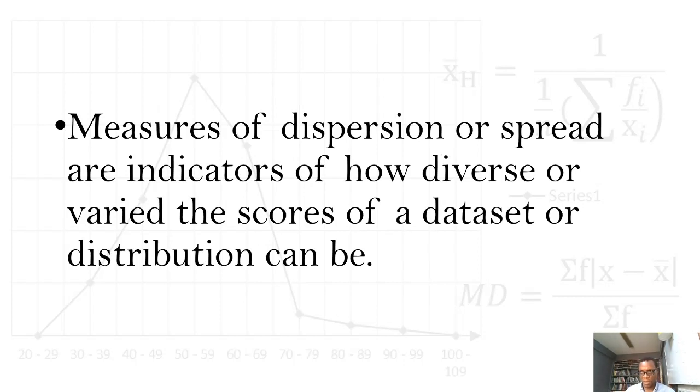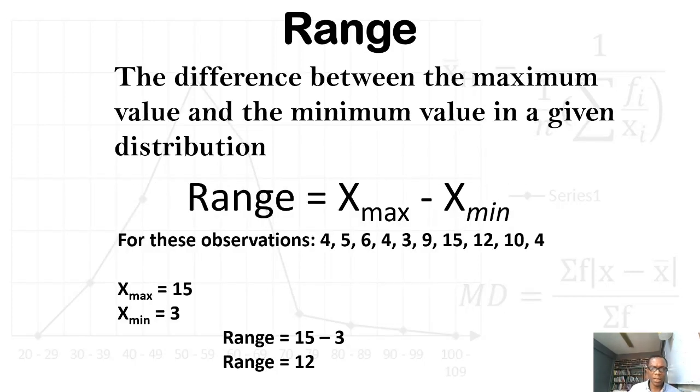It's important first that we define the measures of dispersion, and for the purpose of this class, we will describe them as those measures that indicate spread or show how diverse the scores in a given data set are. And the first one we will be looking at is the range.